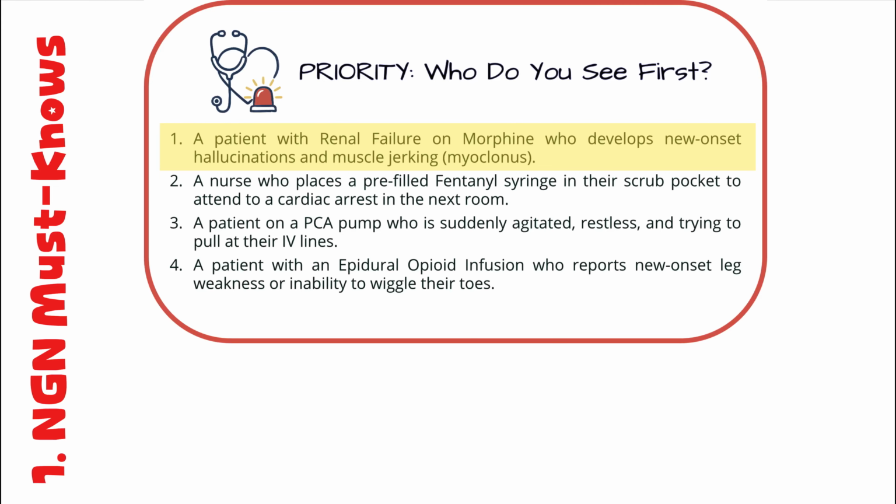And a nurse who places a pre-filled fentanyl syringe in their scrub pocket to attend to a cardiac arrest in the next room. This is a legal violation and diversion risk. The syringe must be handed to the charge nurse to lock up. ABCs override the waste, but pocketing a narcotic is never allowed.